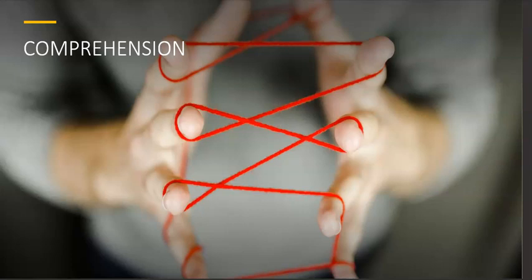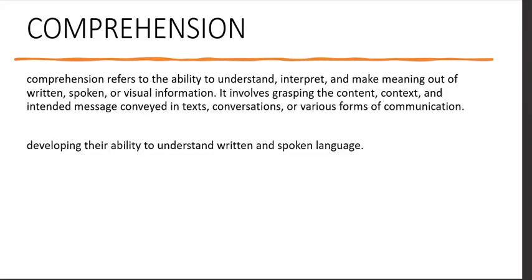Now I will go deep into this. Comprehension refers to the ability to understand, interpret, and make meaning out of written, spoken, or visual information. It involves grasping the content, the context, and the intended message conveyed in text, conversations, or various communications. Comprehension majorly is all about understanding, interpreting, and making meaning out of written or spoken or visual information.